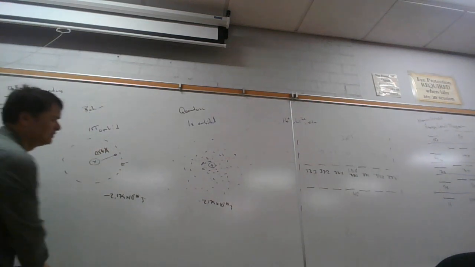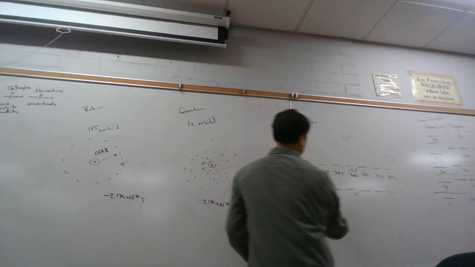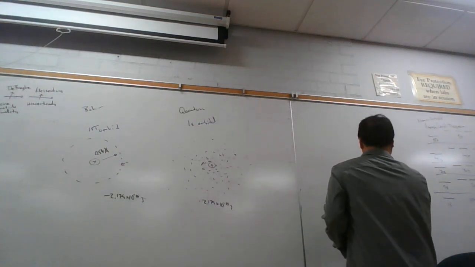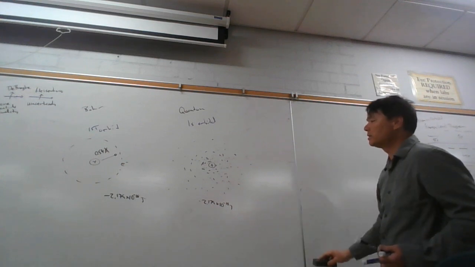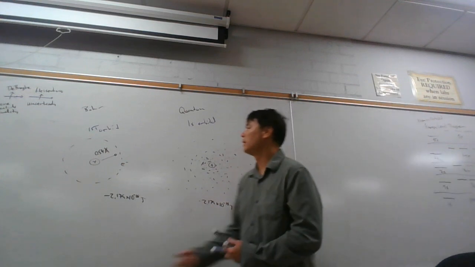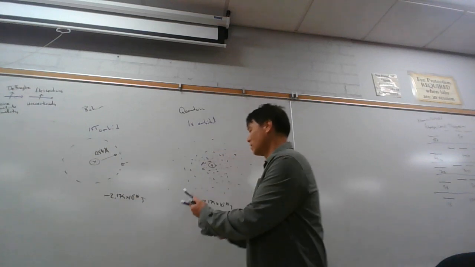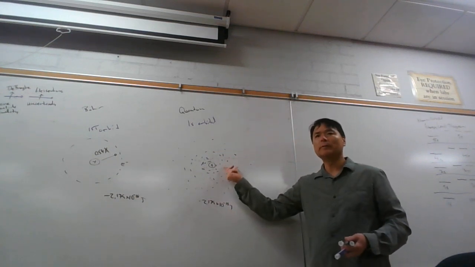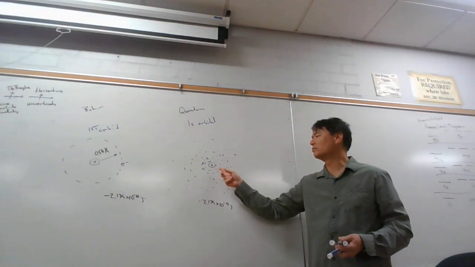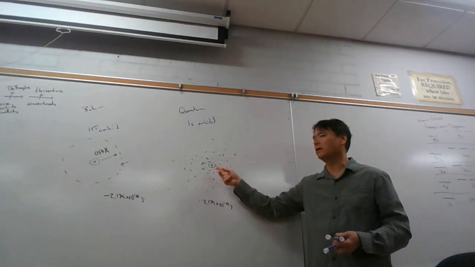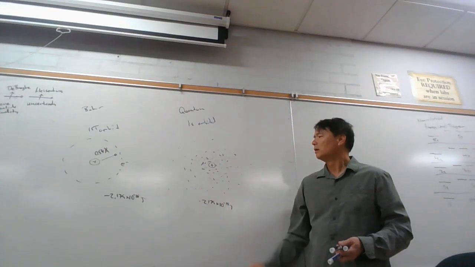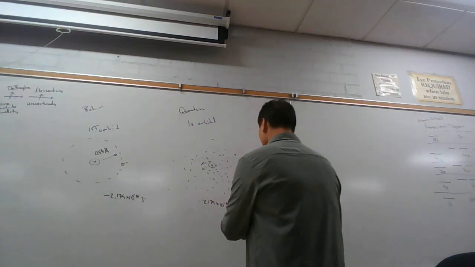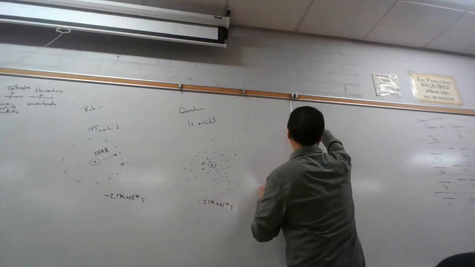Now, there's a connection here with 0.54 angstroms. What is the most probable distance that the electron is from the nucleus? 0.54 angstroms. And how did we get that? So let's take a look at the most probable distance.